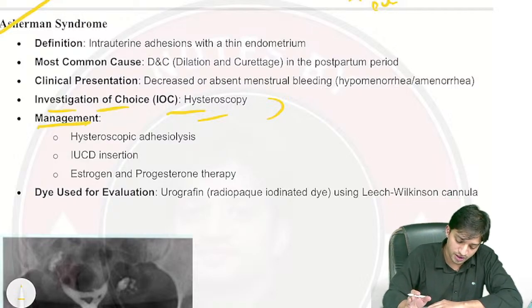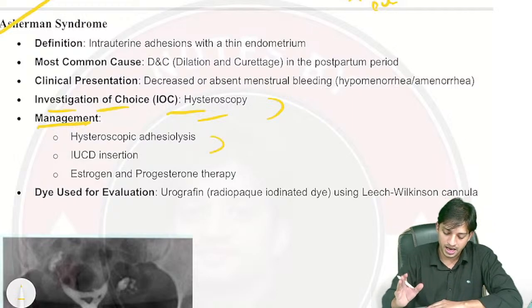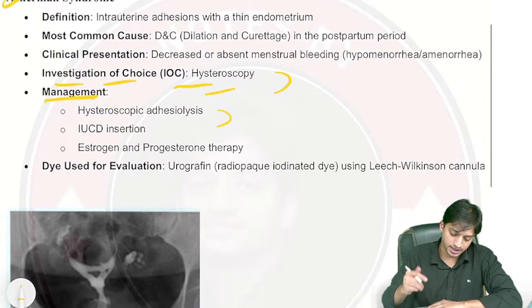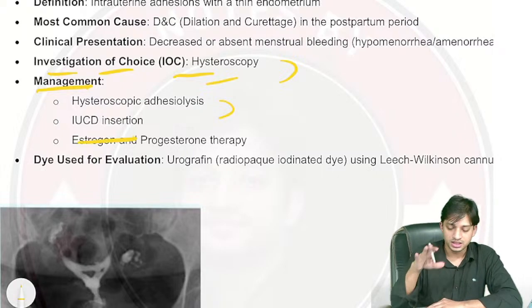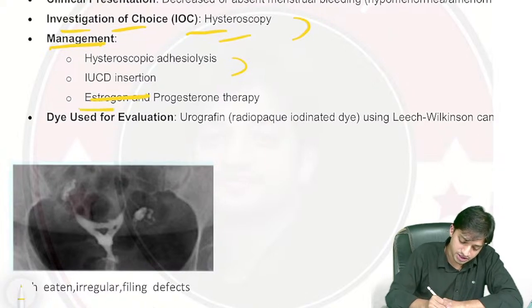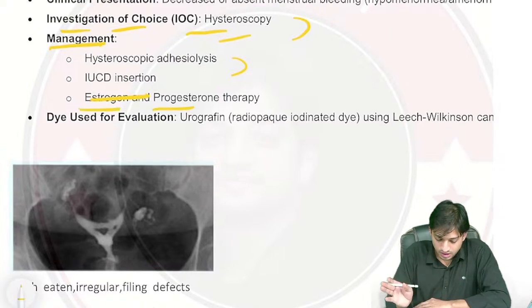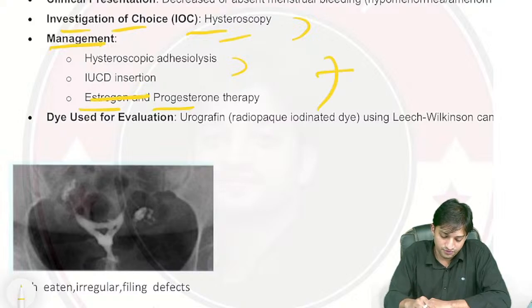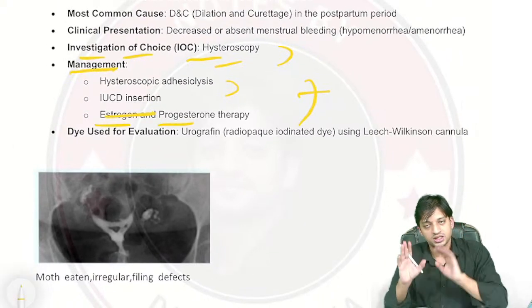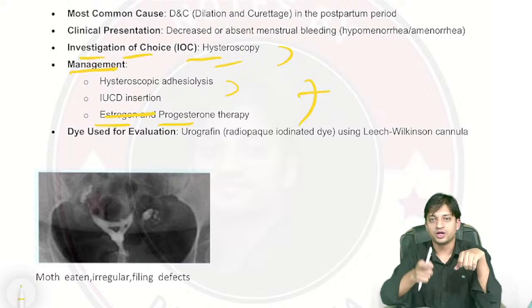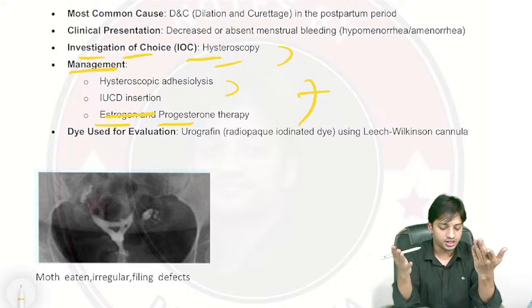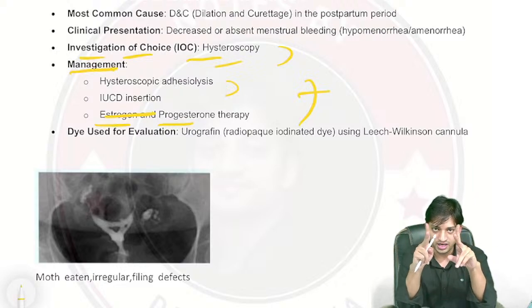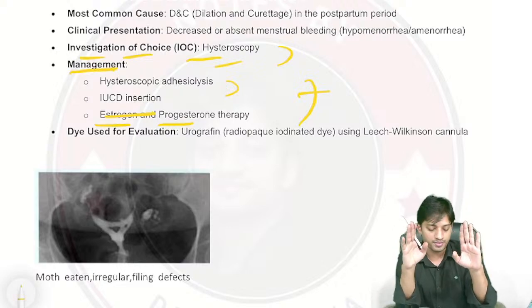For the management, what you have to do? You have to do hysteroscopic adhesiolysis, right? After that, you have to do intrauterine device insertion, right? IUCD insertion. Now, estrogen and progesterone therapy you will have to give for Asherman syndrome, very commonly discussed. There will be a history of frequent dilatation and curettage, formation of synechiae and adhesions. Treatment: hysteroscopic adhesiolysis, you will have to break the adhesions. IUCD insertion you will have to do, and estrogen and progesterone therapy for the management.